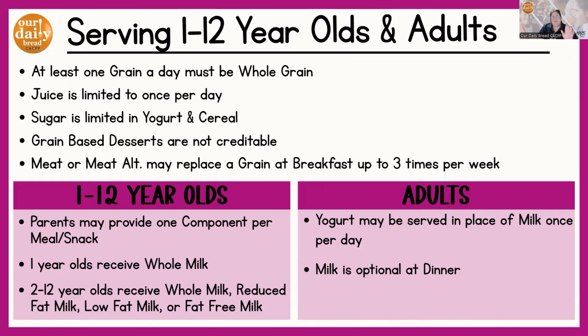And then specifics for our 1 to 12-year-olds. Again, parents can provide 1 component per meal or snack. 1-year-olds receive whole milk, and 2 to 12-year-olds receive whole milk, reduced fat milk, low fat milk, or fat-free milk. And then for our adults, yogurt can be served in place of milk once per day, and milk is optional at dinner.